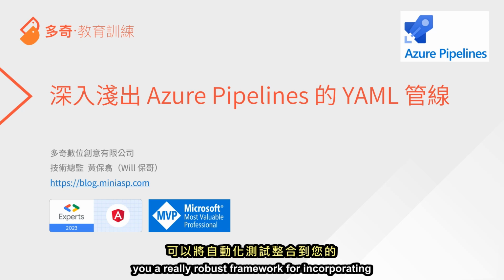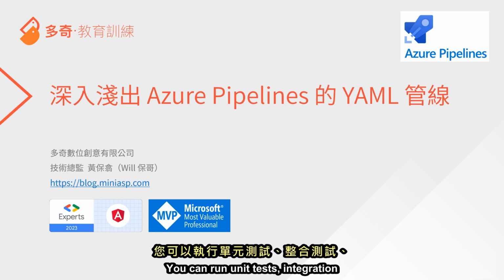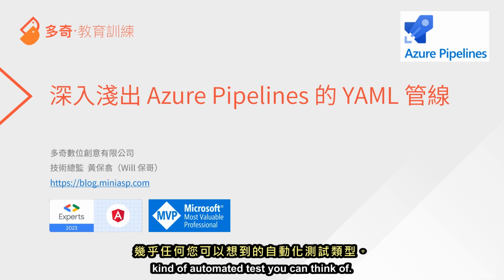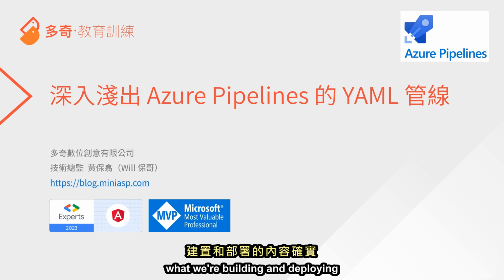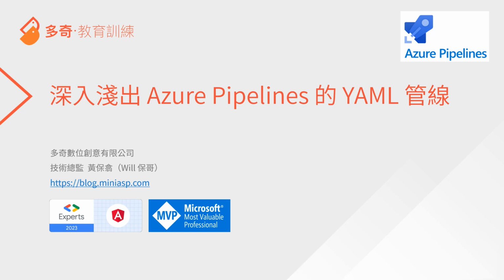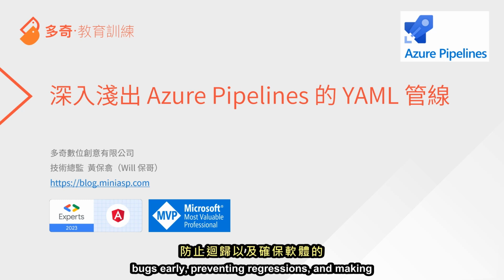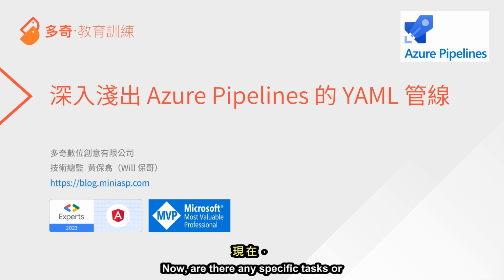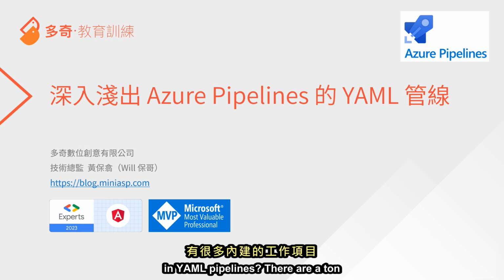YAML pipelines give you a really robust framework for incorporating automated testing into your CI/CD workflows. You can run unit tests, integration tests, UI tests, pretty much any kind of automated test you can think of. So it's not just about building and deploying. It's about making sure that what we're building and deploying actually works the way it's supposed to. Exactly. Testing is essential for catching bugs early, preventing regressions, and making sure your software is high quality and reliable.